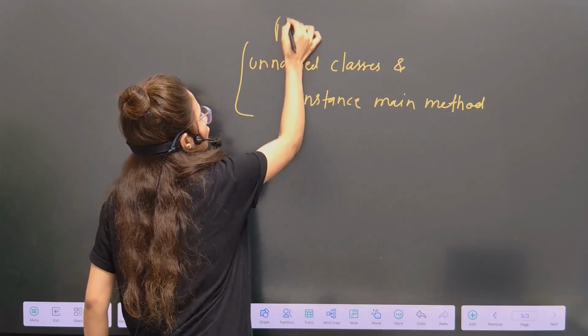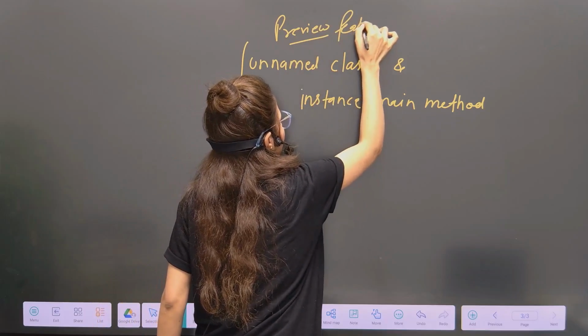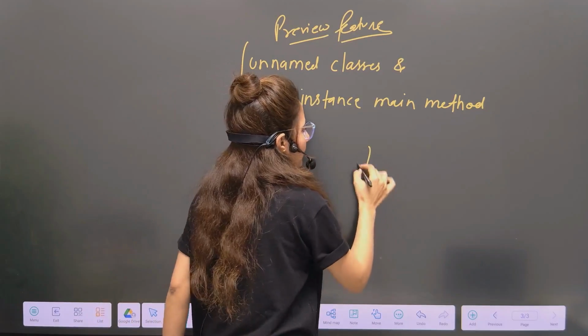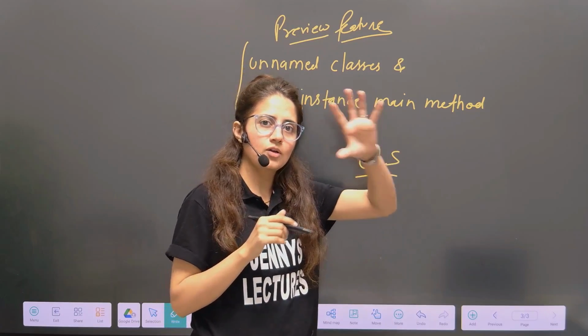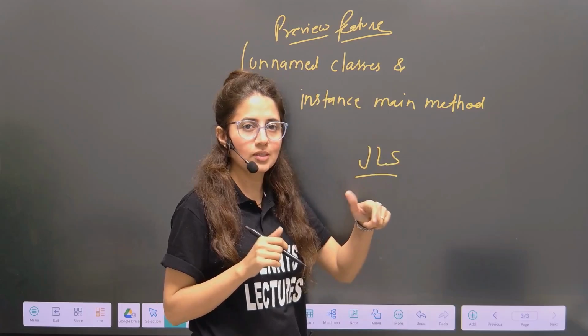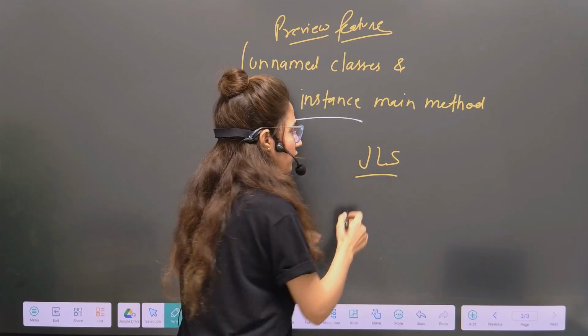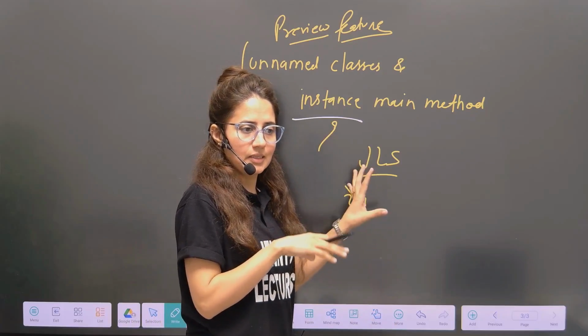So this is a preview feature actually. I'll show you preview feature. If you see the JLS, Java language specifications, from their website, then they show all the preview features. So there you see that unnamed classes is a preview feature. And I guess in Java 23 also it's still a preview feature. They are still seeing the improvement.